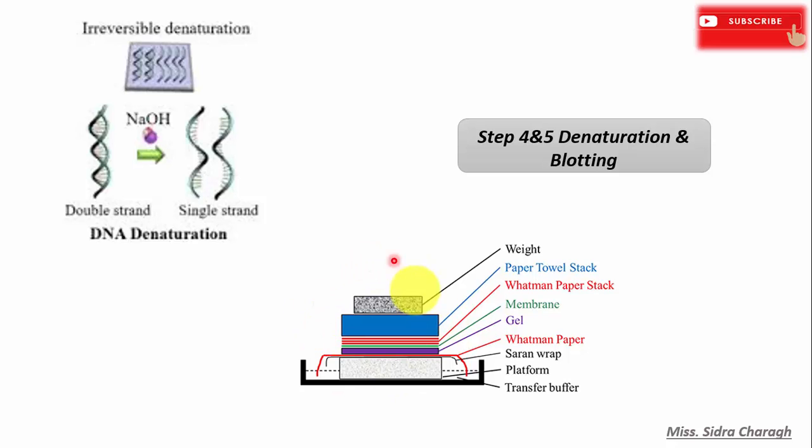Then after blotting, the nitrocellulose membrane is removed from the blotting stack, and the membrane with single-stranded DNA attached to it is baked in a vacuum oven at 80 degrees C for 2 to 3 hours or exposed to ultraviolet radiation to permanently attach the transferred DNA onto the membrane.